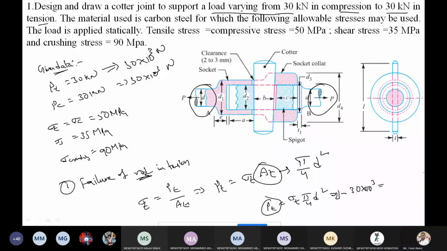Like they will ask what is the diameter of the rod, what is the diameter of the socket, and what is the crushing stress for the socket collar. Otherwise, if the question says design and draw, it means there are a total of 11 or 14 points, and you have to solve all 14 points.